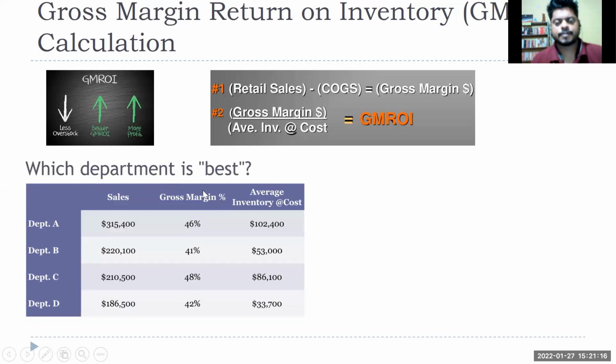So again, this I've taken from the internet. Which department is best? If I give you this question, there are four departments, or let's say think about four different Pantaloons stores, right? These are the different monthly or yearly sales in those stores. Gross margin is this much for different stores. Which Pantaloons store, or which clothing store, is doing very well? Which one do you think?